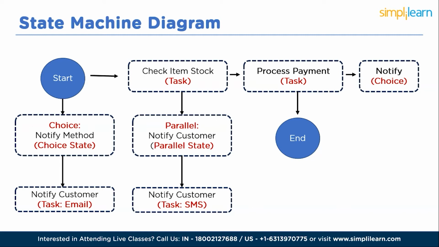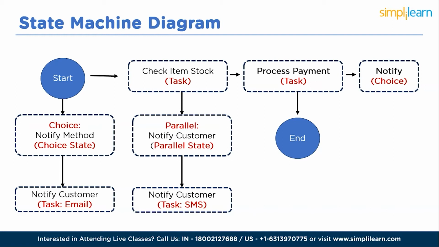The notify method state is a choice state that evaluates whether the customer prefers to be notified via email or SMS. If the customer prefers email, the state machine goes to the notify customer email state, which is a task state that sends an order confirmation email to the customer. If the customer prefers SMS, the state machine goes to the notify customer SMS state, which is another task state that sends an order confirmation SMS to the customer.